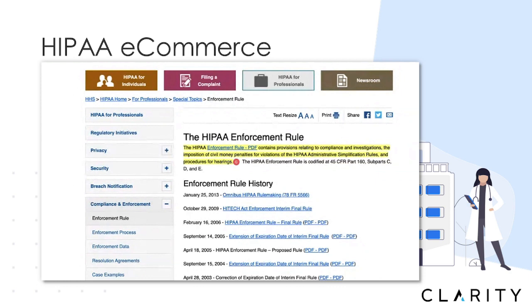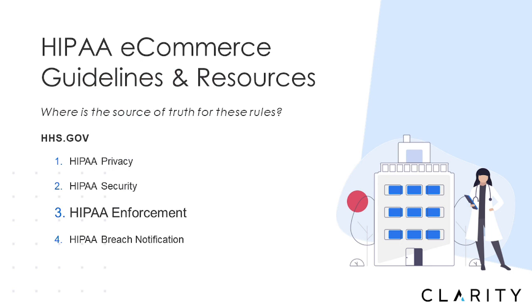Yeah, that's right. And it's pretty interesting because technically, you want to keep in mind that the OCR, if you take a look at the enforcement rules, it basically states at the top of the page that the HIPAA enforcement rule contains provisions relating to compliance and investigations and the imposition of civil money penalties for violations of the HIPAA administrative simplification rules and procedures for hearings. And it goes on, if you go to the enforcement process page, it kind of shows a visual display of how they go through a complaint and how they go through the enforcement.